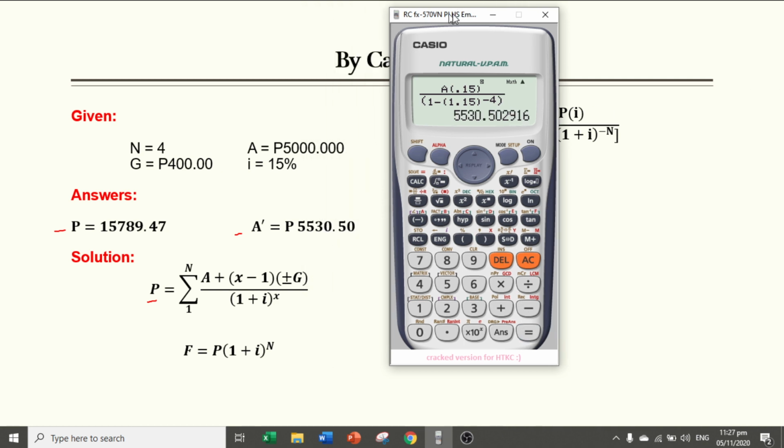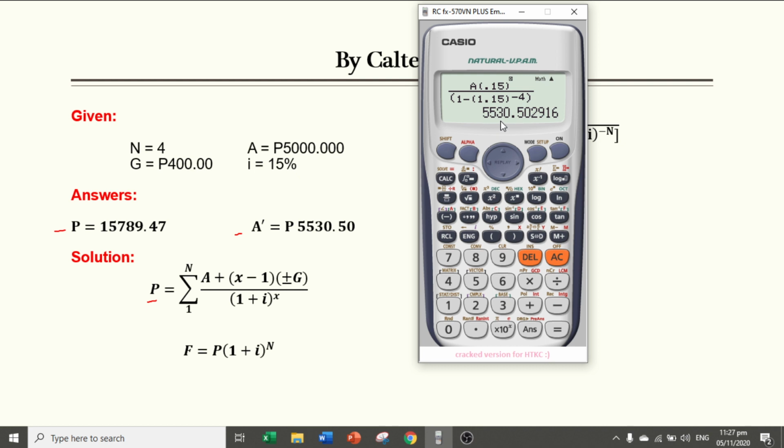Okay? So, by Caltech, lumabas din yung value. So, kayong bahala sa exam kung Caltech or long method, as long as ipakita nyo yung process of the solution. Kapag wala naman kayo pinakitang process, mali yun kapag sagot lang nilabas nyo, ha? Okay yung Caltech, basta ipakita yung process kung paano sinolve sa Caltech. Okay, so, clear na tayo sa number 1.